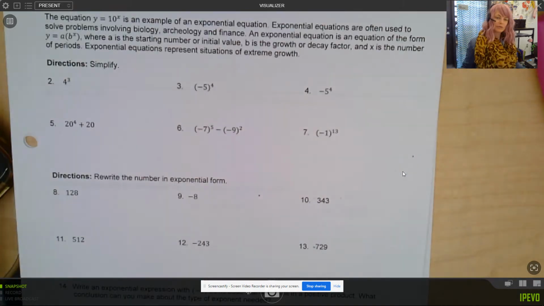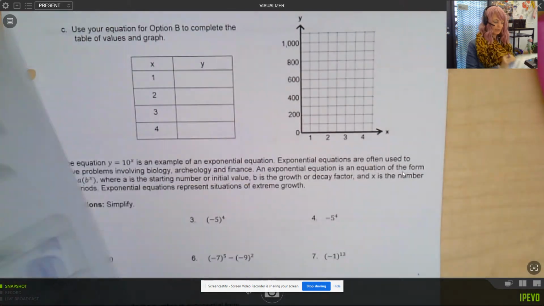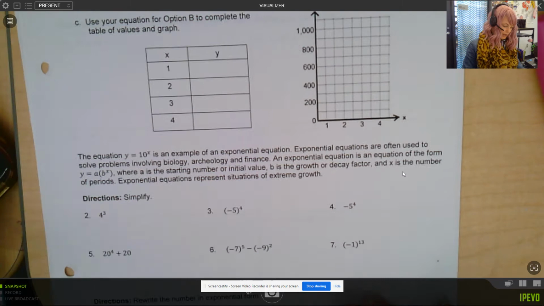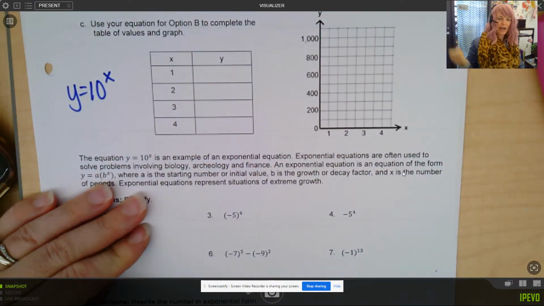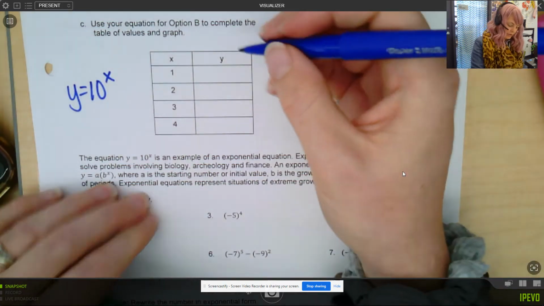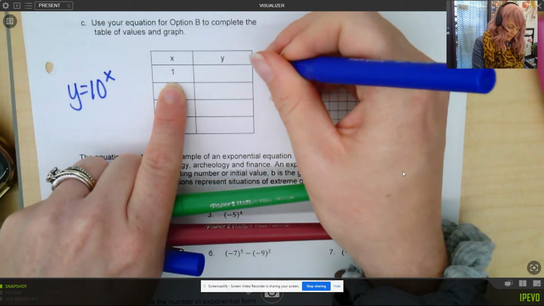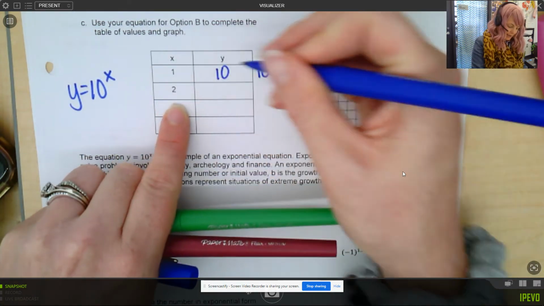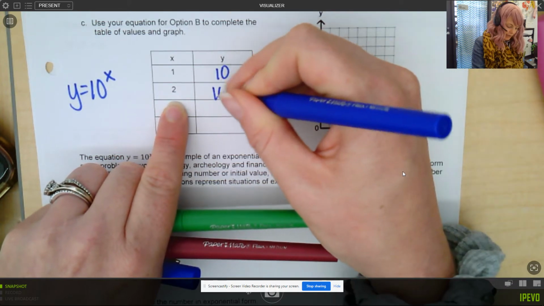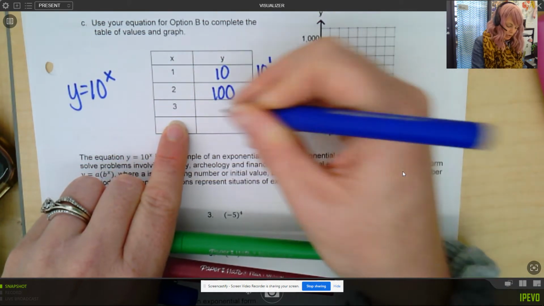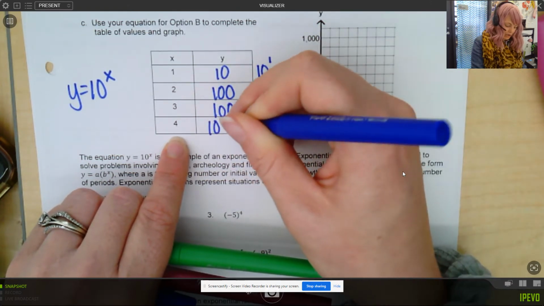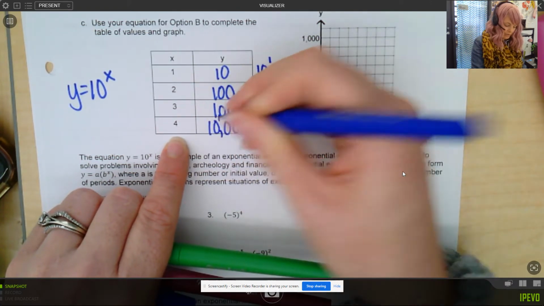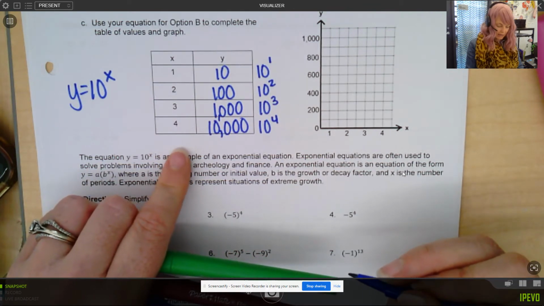Okay, so let's look at this graphically because we've been looking at so many graphs this year. So our equation for option B is y equals 10 to the x. Remember, exponential growth. And so we can think about this as 10 to the first, which is 10, 10 to the second, which is 100, 10 to the third, which is 1,000, and 10 to the fourth, which is 10,000. I find commas are really helpful when we get into these big numbers.